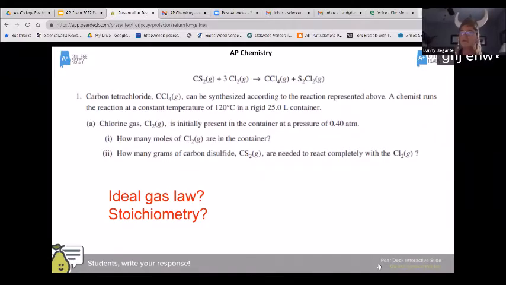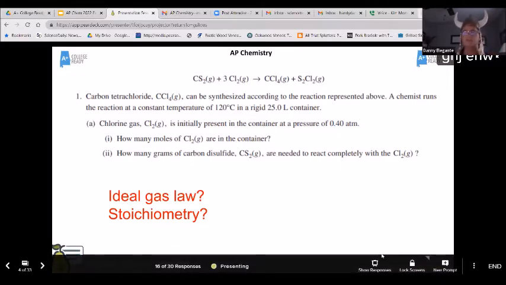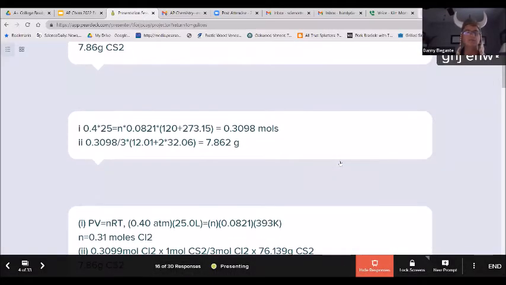So 25.0 liters, that is 3 sig figs. 120 degrees Celsius, once you do the math, is 393 Kelvin. That's 3 significant figures. The pressure is 0.40. That's 2 significant figures. So if we're worried about significant figures, and if you're just used to doing it, maybe our answer for part A, subpart I, maybe the answer should just be 2 significant figures based on the 0.40 atmospheres. Let's see what else y'all got.